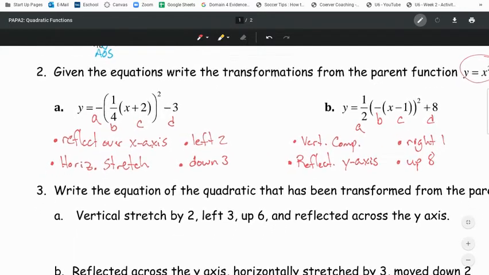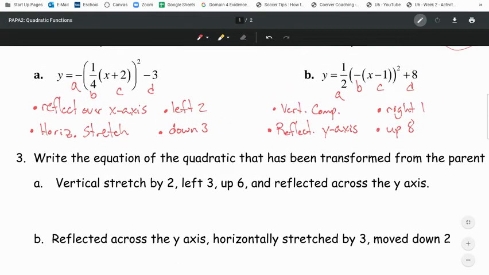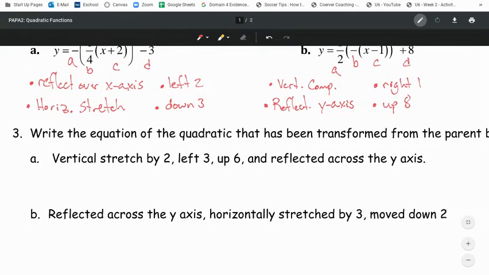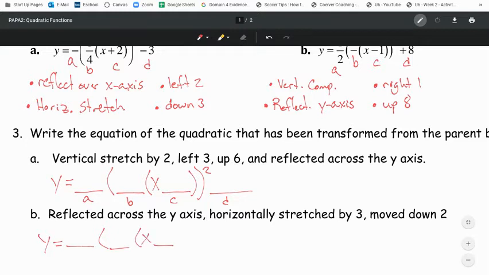All right. So then 3, we're working backwards. We want to write the equation now. Okay. And so this is how I do this. So I want to write the equation. So I know that my equation for a quadratic function is going to look something like this, where this is A, B, C, and D. Okay, and I can go ahead and do that for both of these. So I'm putting in blanks just so you guys see this is my thought process.